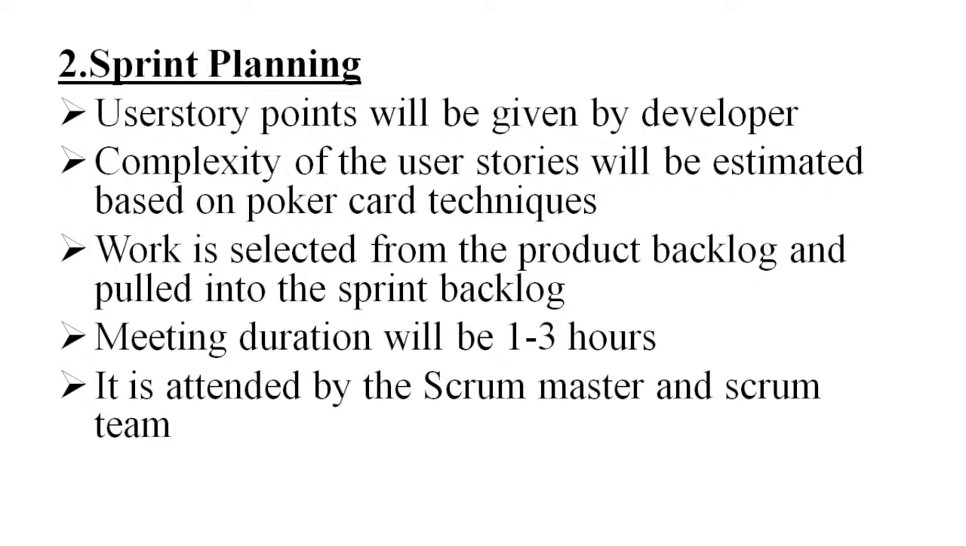A sprint contains a maximum of 40 points. Above 40 points means the sprint will be divided. Otherwise, the maximum point user story will be split out into two. Work is selected during sprint planning. Work is selected from the product backlog and pulled to the sprint backlog during that particular sprint planning stage.